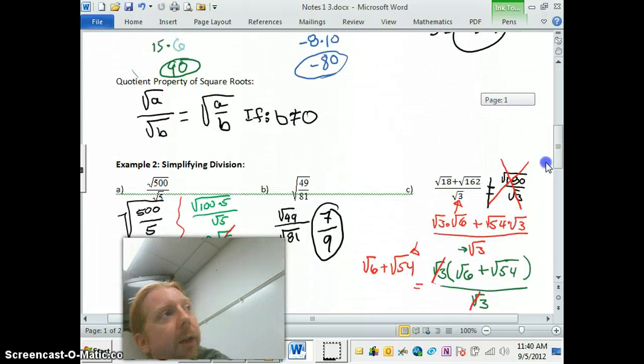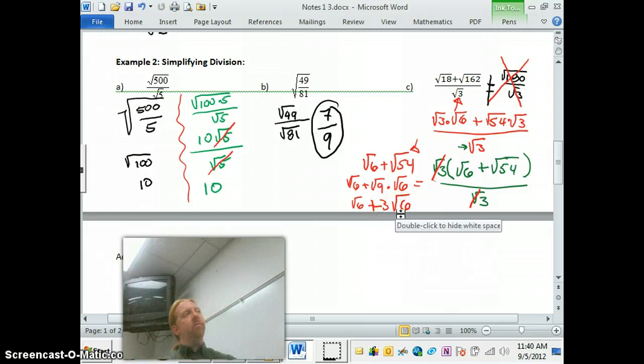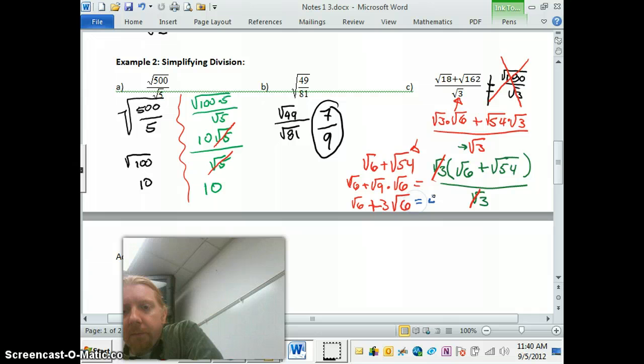All right, so let's go ahead and go a little further. Square root of 54, square root of 6, is the square root of 9 times the square root of 6. So that's going to simplify now to the square root of 6 plus 3 square roots of 6. Well, that's like saying x plus 3x. What have I got? 3 sets of x. Well, 1 plus 3 gives me 4. So my final answer, when all is said and done, 4 square roots of 6.